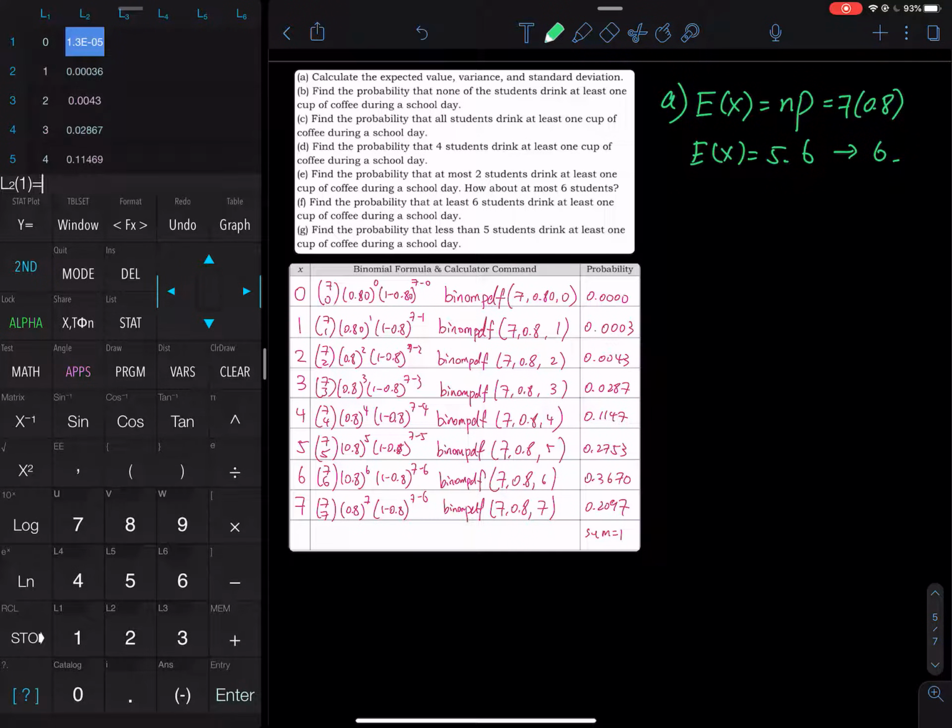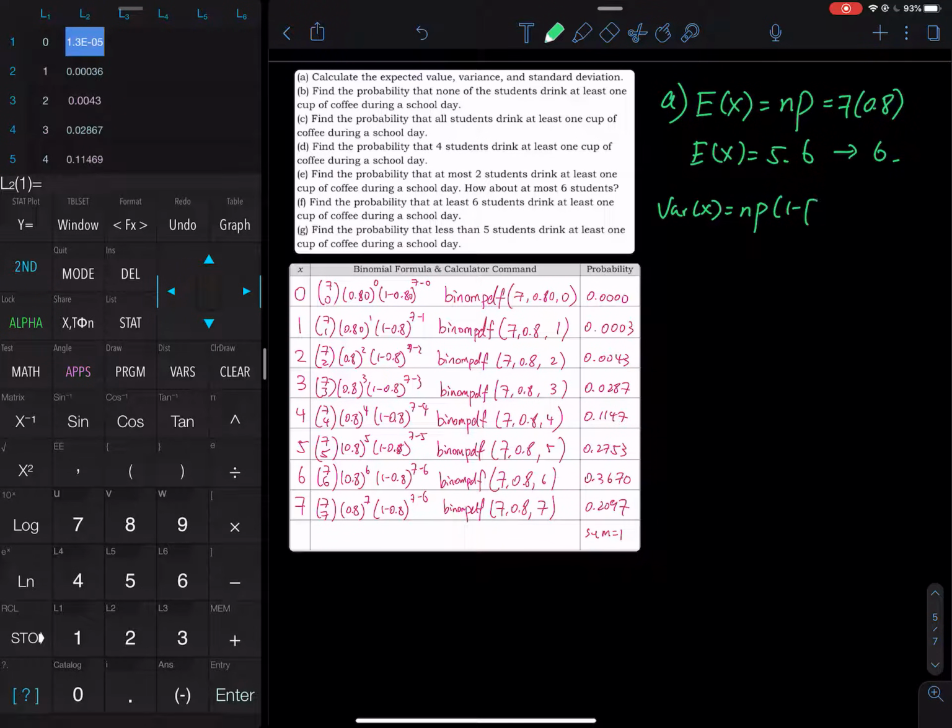On average, if you keep doing this over and over again, you will receive 6 yes every time. Every time you grab 7 people, ask them this question, expect to get 6 yes. That's what the expected value means. And then the variance, which is npq. The q is 1 minus the probability of success. Let me just write out 1 minus p.